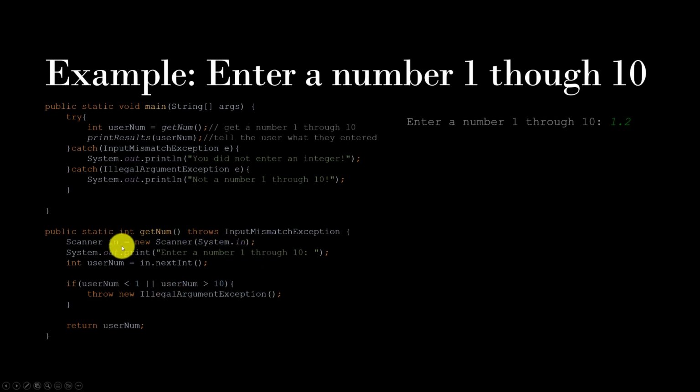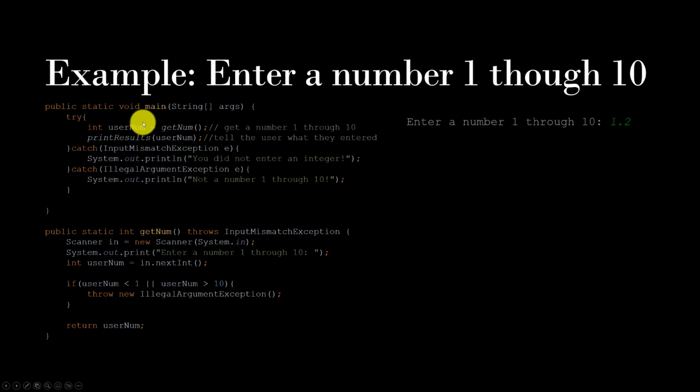So let's say that the user enters 1.2. It goes in here, it says enter a number, they enter 1.2, and it throws an input mismatch, and then it will just skip to you did not enter an integer. I changed this message to just plain you didn't enter an integer, because it could be a letter, or a word, or some words, but if it's not an int, that's a problem, right?